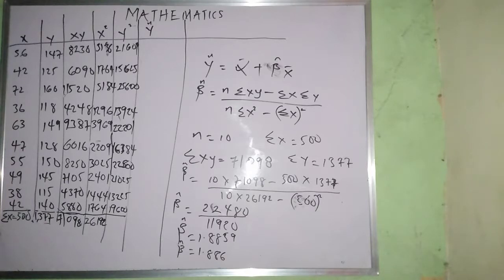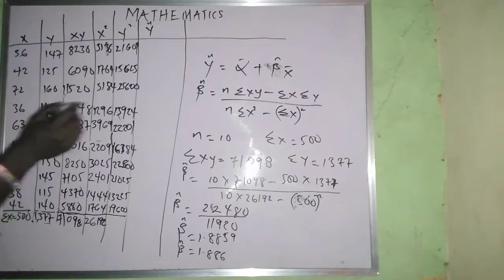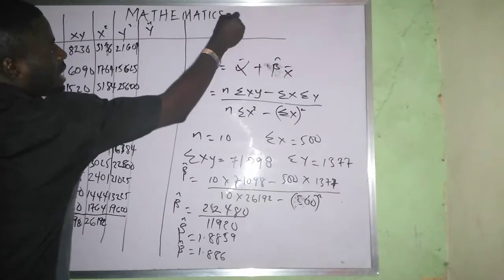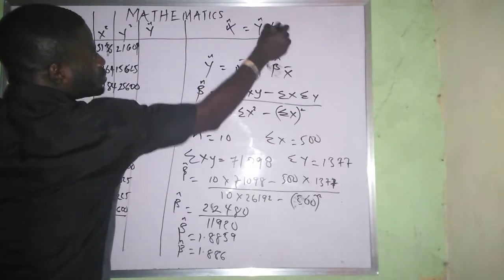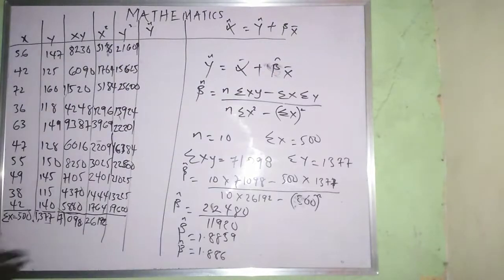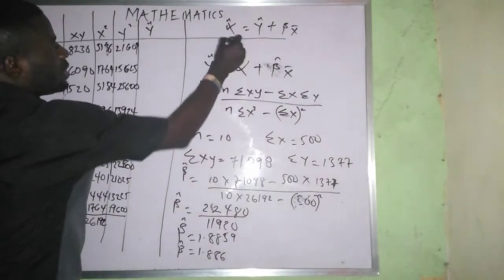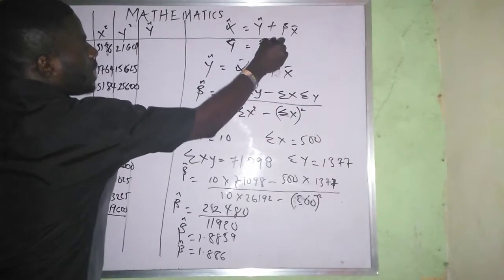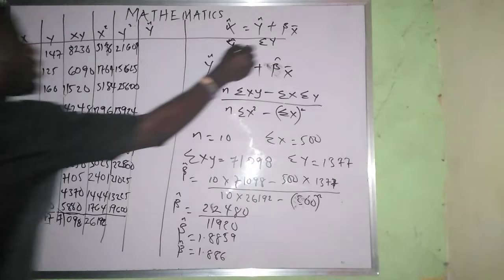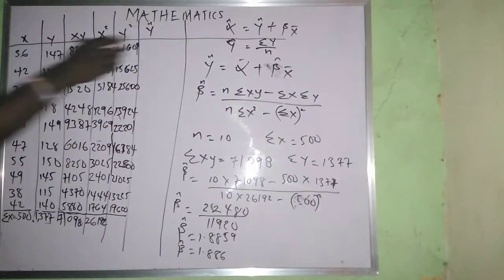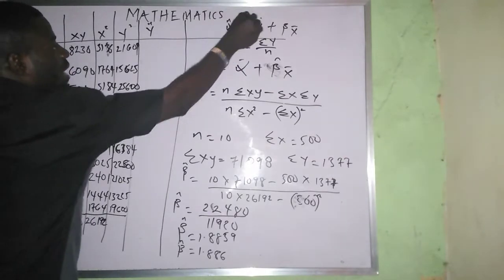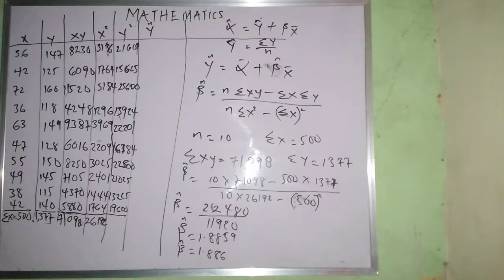Now since I have my beta, I can now get my what? My alpha. From what I'm having here, my alpha will be equal to y bar minus beta x bar. Now, which I will now say that what? My x bar, since my n is 10, my y bar will be equal to the summation of y all over n. We are looking for the mean of y. This also means the same thing as the mean of y.